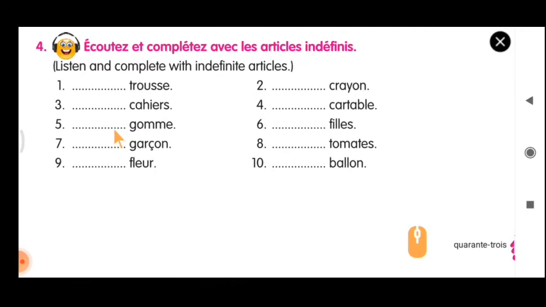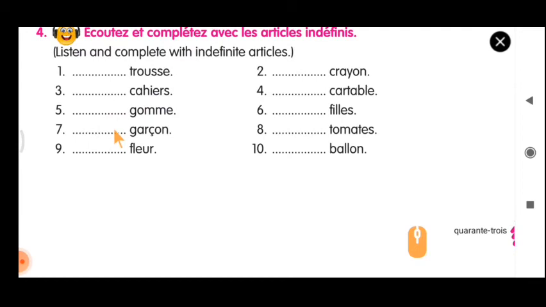And next is gomme. Gomme is feminine once again. So gomme is une gomme. And next is garçon, un garçon. Garçon means boy. Next is fleur, une fleur. Fleur is feminine. Crayon. Crayon means pencil, and crayon.